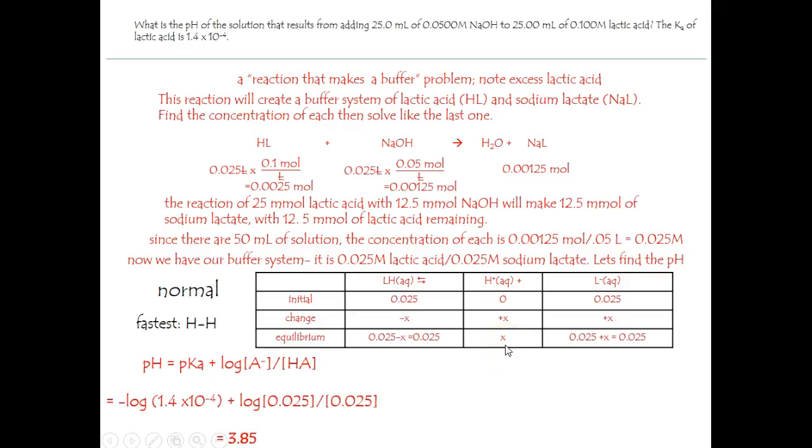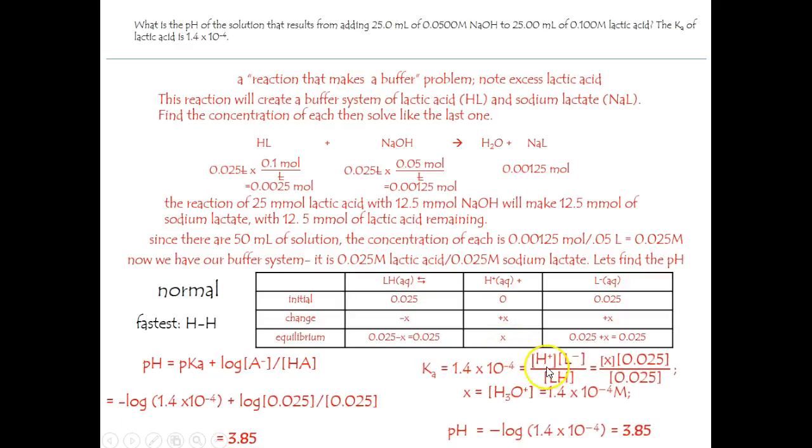And when we solve it, we're going to get the same answer, right? We have everything except H+. So we solve for X. We find out that the pH is the same. I hope you can see that the Henderson-Hasselbalch equation is, in my opinion, a faster way to solve it. But there it is shown either way.